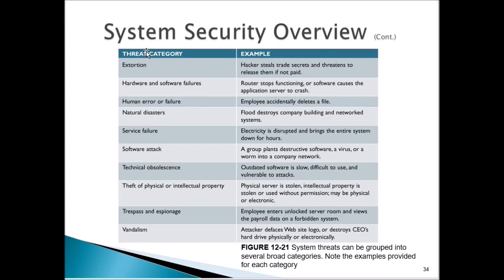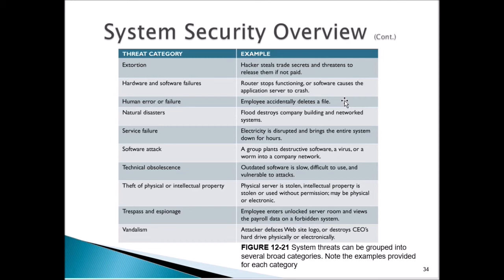Here are some different examples of threat categories. There's extortion, when a hacker steals or trades secrets or threatens to release them if not paid. There's hardware or software failures. This happens in my work very, very frequently. Human error, natural disasters, a service failure. I remember working at Aleutian. They had the California wildfires, and it took down their network. Everything inside the network was working just fine. However, when students were trying to register for classes through the web, they weren't getting through because the network to the school itself was down.